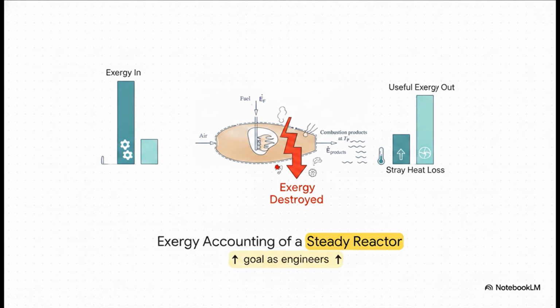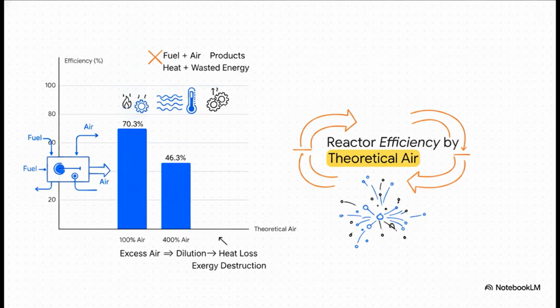The sheer act of burning fuel instantly destroys a massive chunk of its work potential. In a reactor, exergy is destroyed by rapid oxidation and lost through stray heat transfer through the walls. One of the biggest factors controlling this efficiency is simply how much air we use. For example, a reactor fed with the exact theoretical amount of air has an exergetic efficiency of 70.3%. But if flooded with 400% theoretical air, the efficiency plummets to 46.3%.